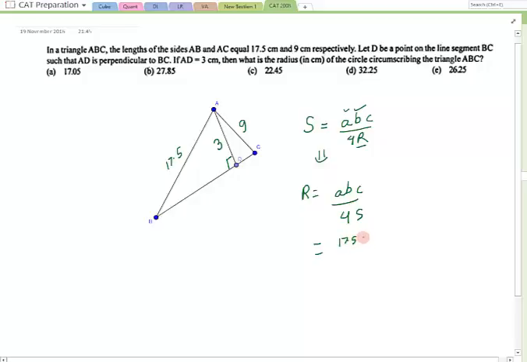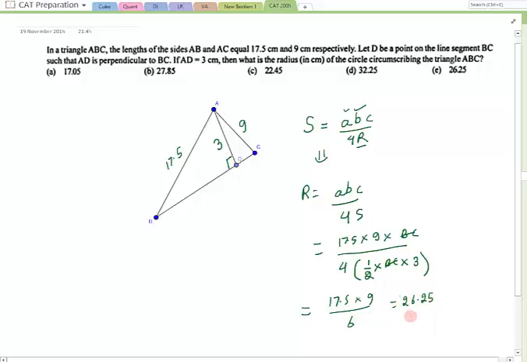you start substituting the values, 17.5 into 9 into BC, whose value we don't know, and then 4 into area of the triangle. Now, what is the area of the triangle? Half into base into height. We have been provided one height, which is AD. So if we put BC as the base and AD as the height, which is 3, now we can cancel BC in the numerator and the denominator. So this was the trick which was needed to solve this question. Post that, it becomes extremely simple. This is 17.5 into 9 by 6, which is 17.5 into 1.5, and that would be equal to 26.25.